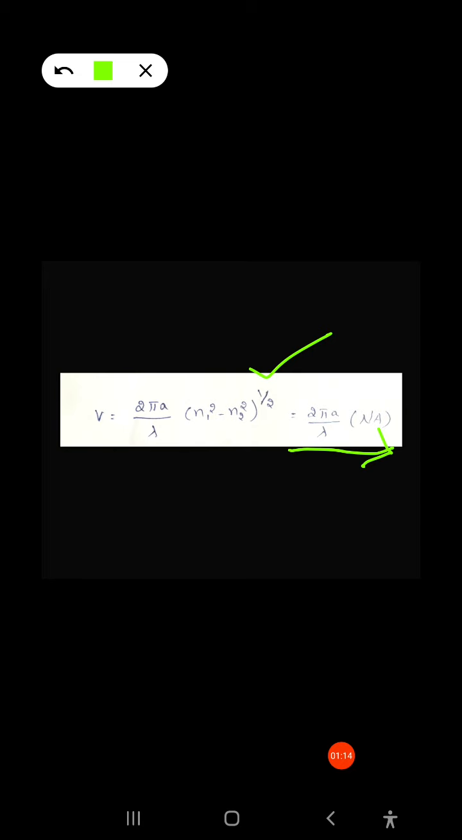Already we discussed that, right? And a is the measure of refractive index profile and lambda is the wavelength. So these are the expressions for V number. V number is a dimensionless quantity and it gives the number of modes that a fiber can support.